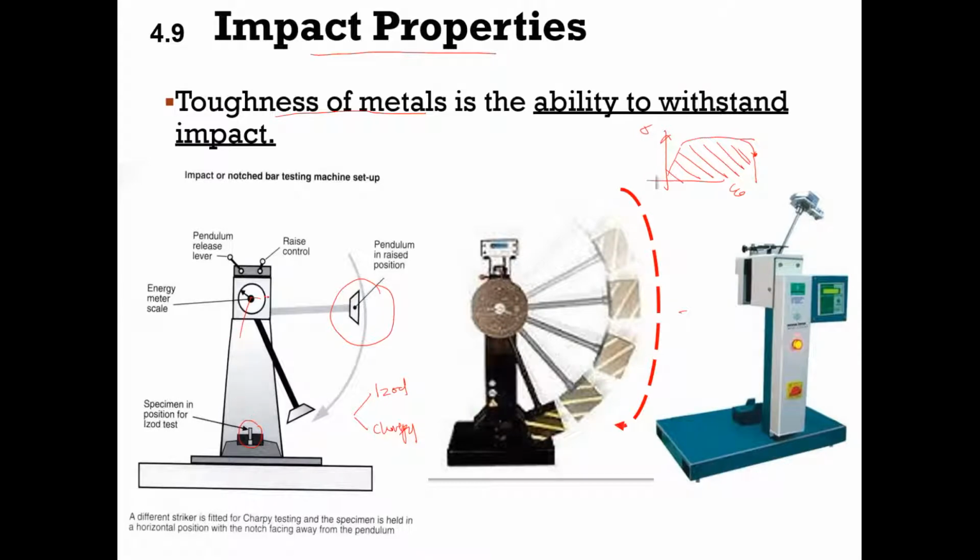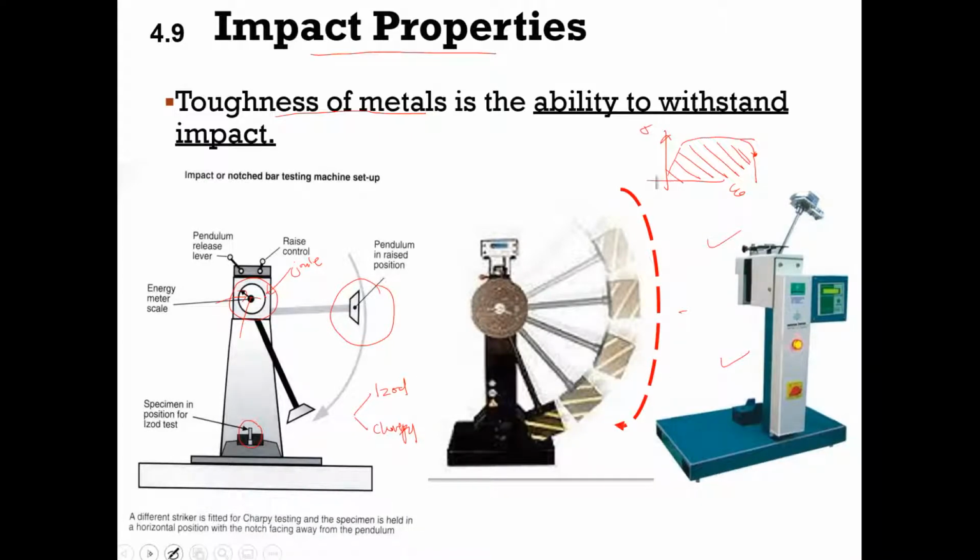And another thing we have, which is very, very important, is the energy meter scale, whereby this meter scale shows us the real value of the energy absorbed during the impact testing. It's in joule units. So this is the impact testing machine, a real testing machine.